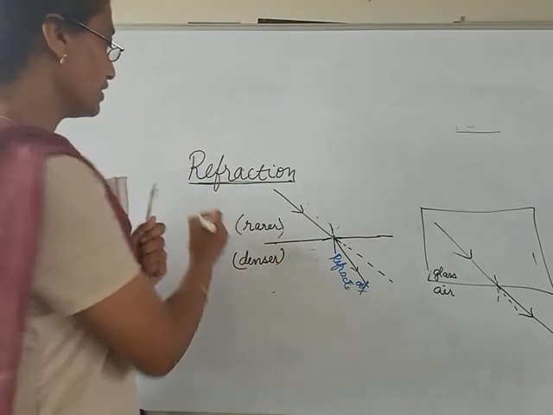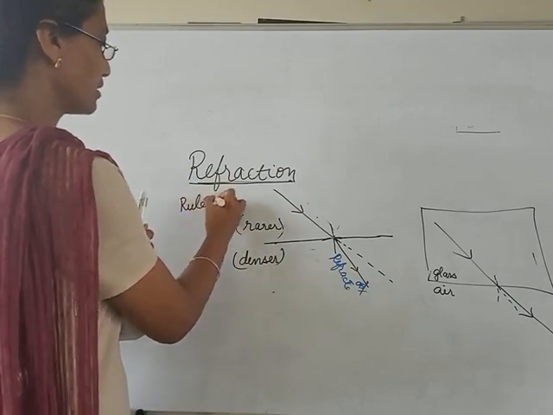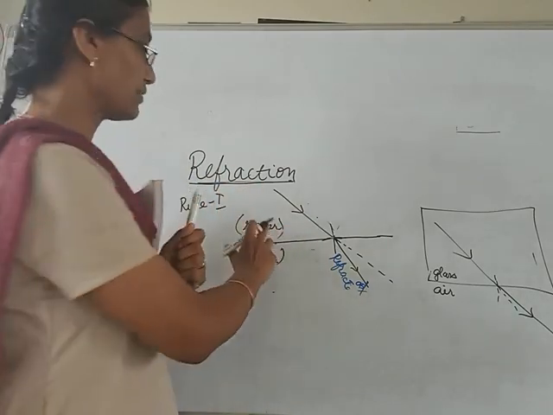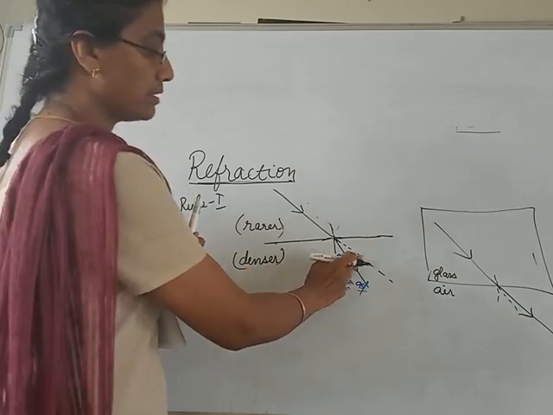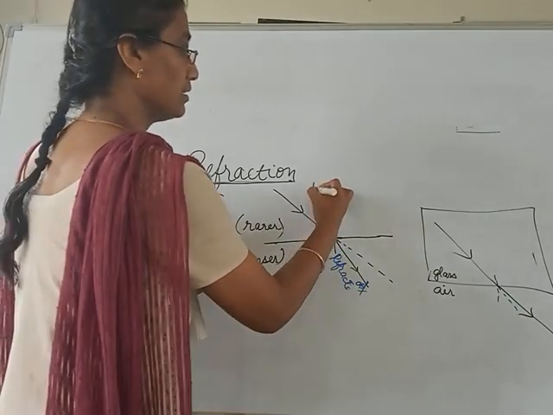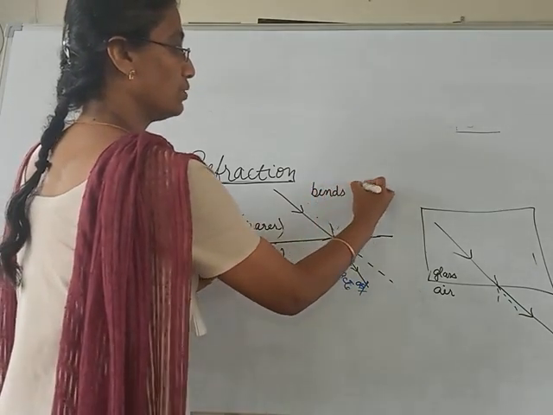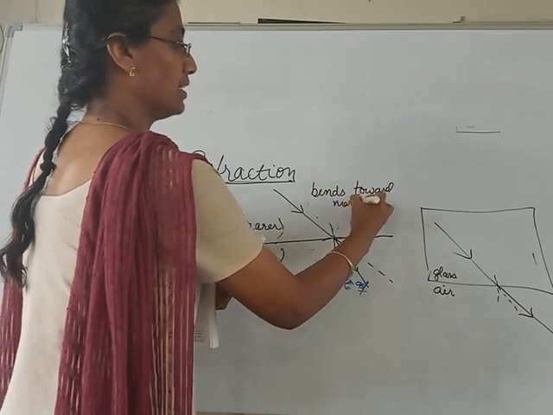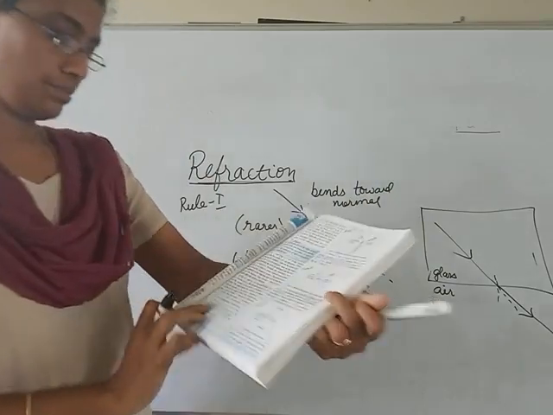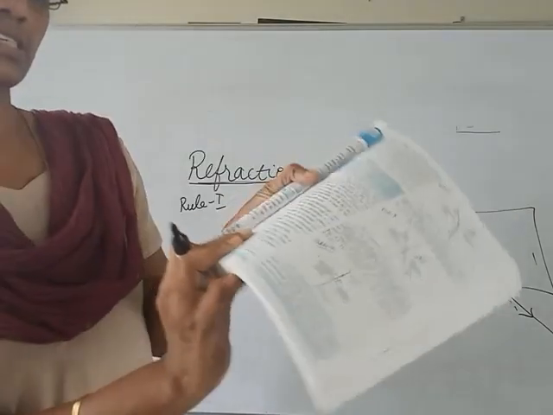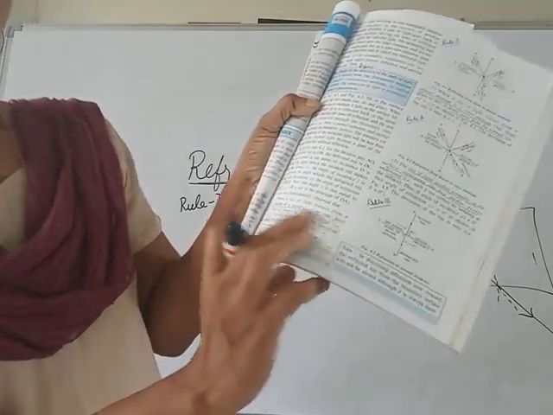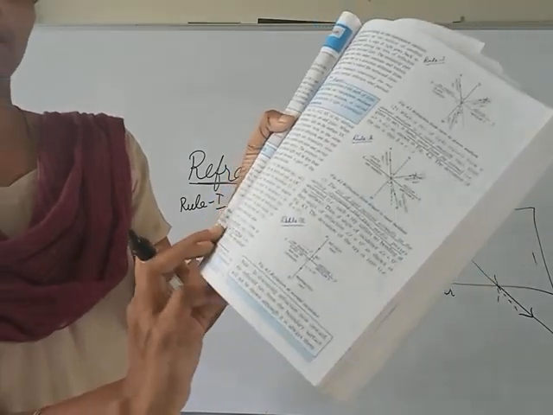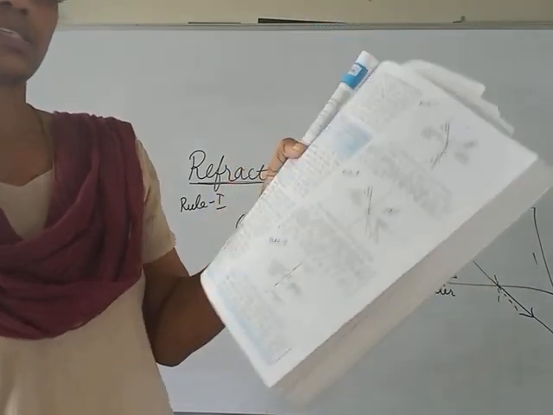So that is the first rule. I just take it as Rule 1. Whenever light travels from rarer to denser, the ray bends towards the normal. Bends towards the normal. You can just underline these two words. Okay, in this first point, when a ray of light travels from a rarer medium to a denser medium, it bends towards the normal.